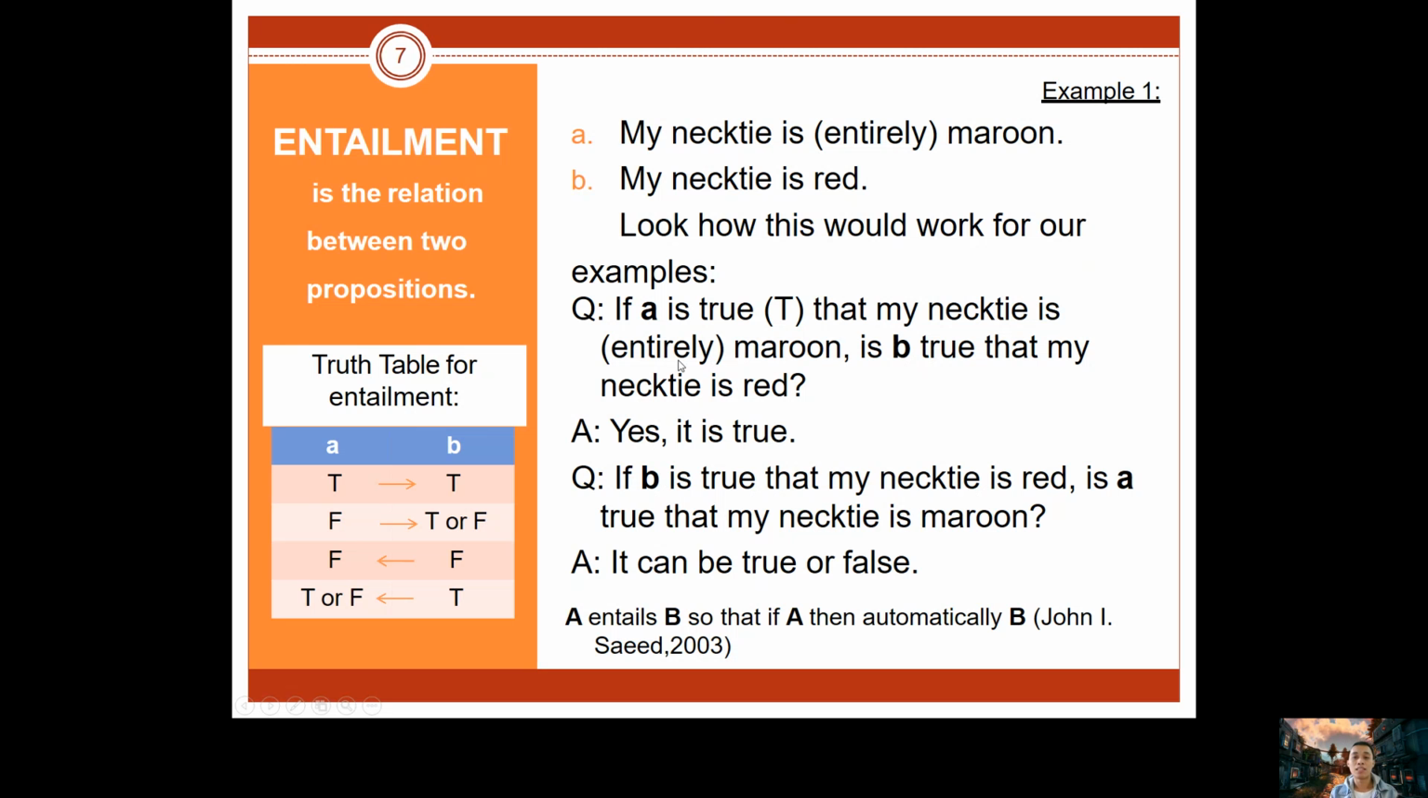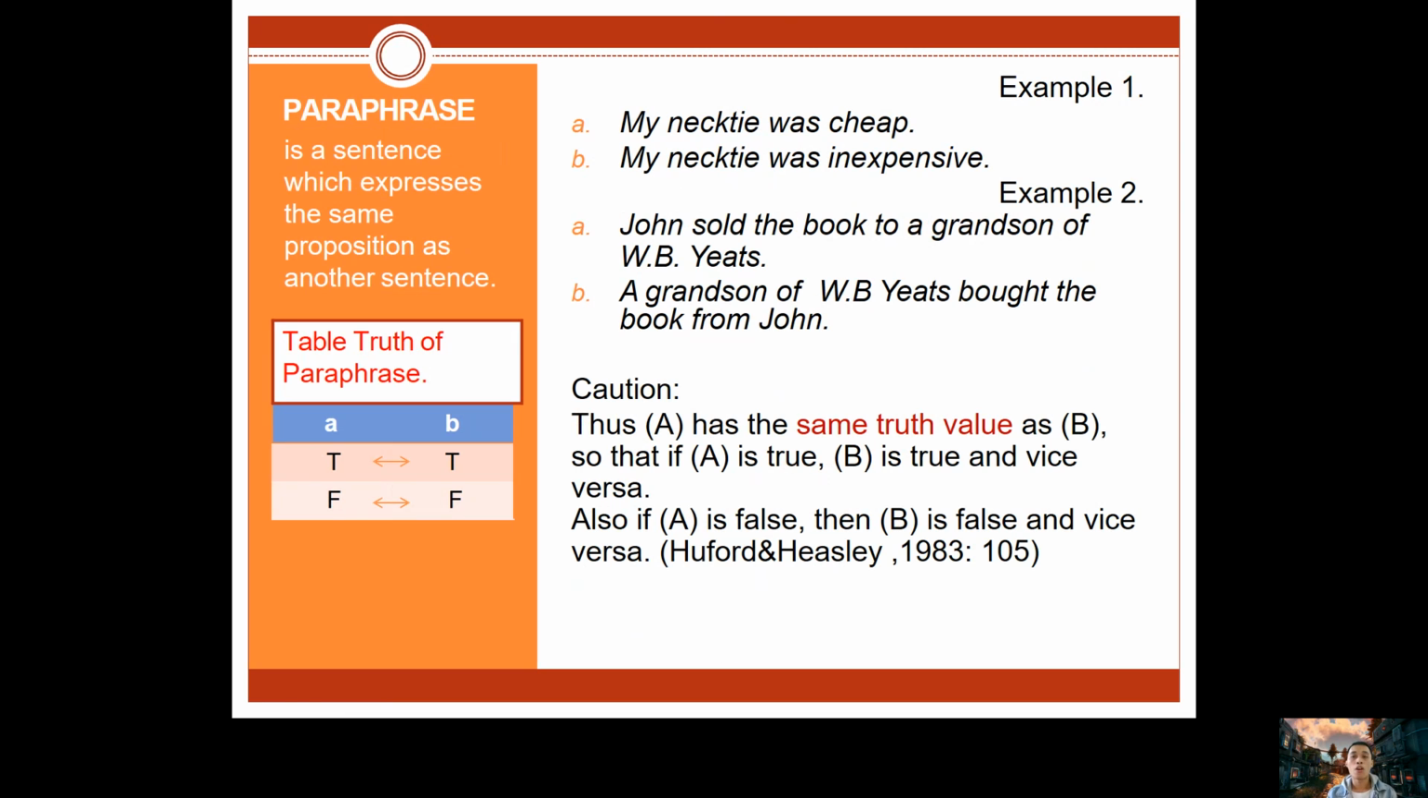You will find this premise in the language, so you must be careful how to describe it premise by premise, like that. Okay, that's the entailment. And how about the paraphrase? It is a sentence which expresses the same proposition as another sentence.